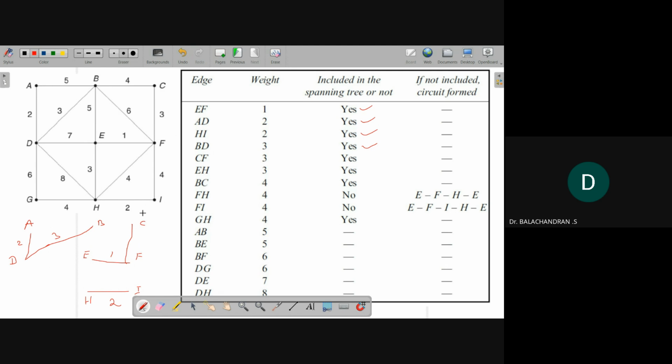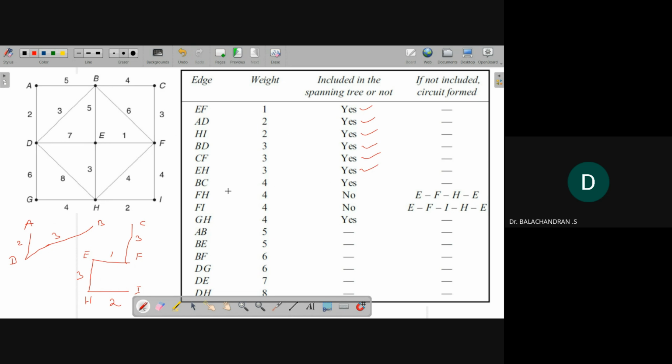CF is what? 3. Okay, I selected CF. Next, EH. EH is 3. Yes, I can choose EH also. EH is what? 3. Selected.